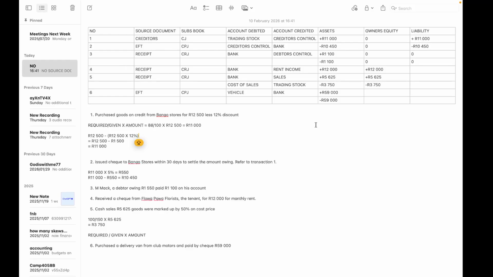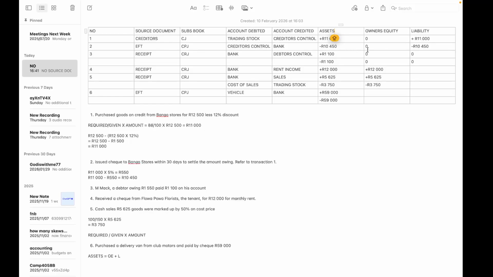So before I close the video, I just wanted to make you guys aware of something. The accounting equation is as follows: assets equals owner's equity plus liabilities. So this side must always be equal to this side, and we can test that theory by doing this now. 11,000 equals 0 plus 11,000. So this side is equal to this side. It's balancing out.